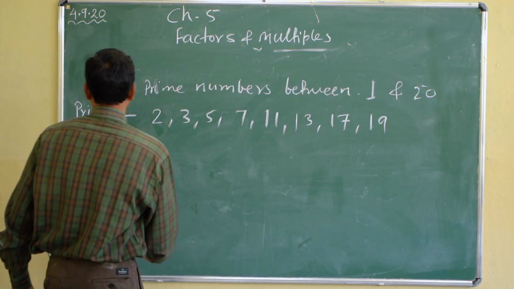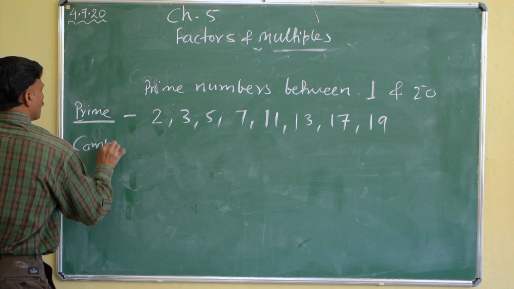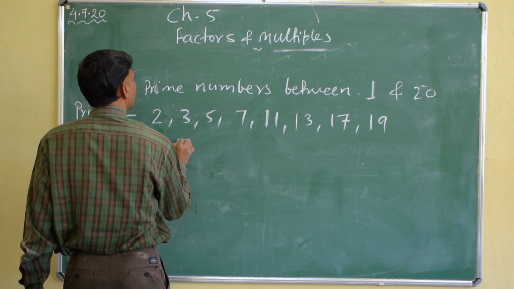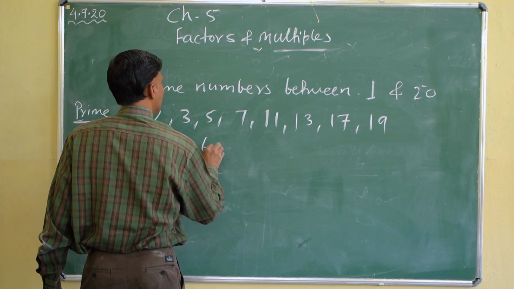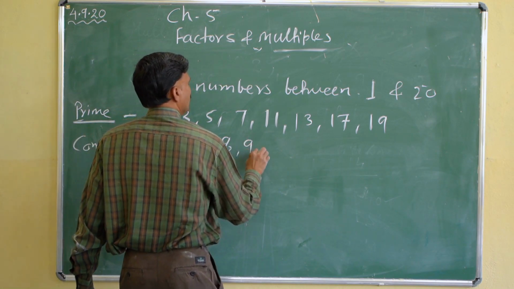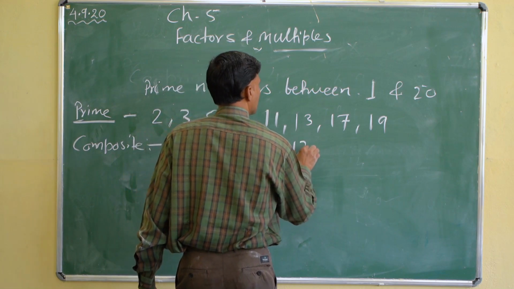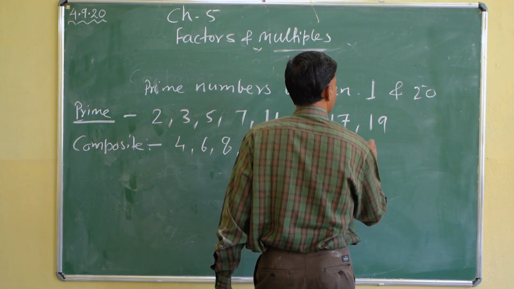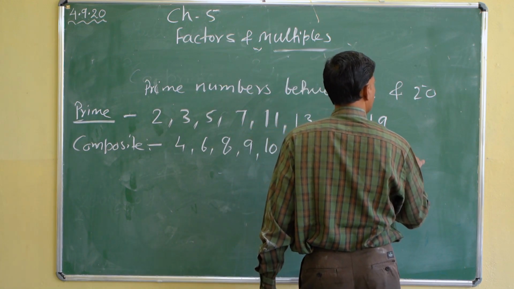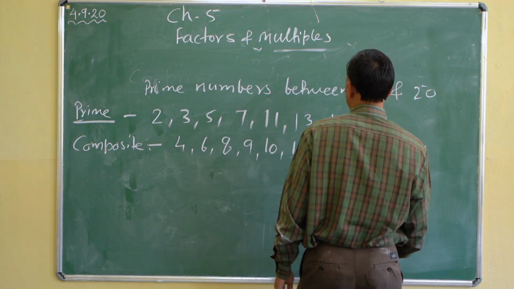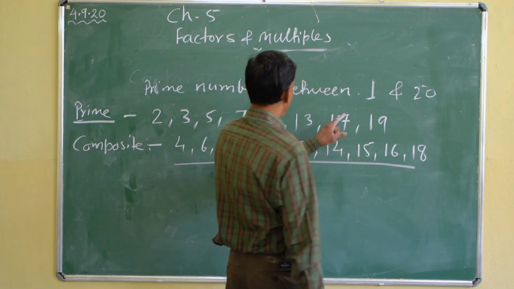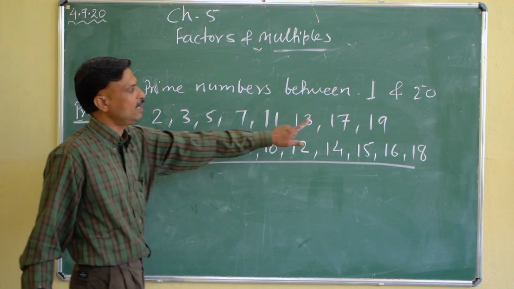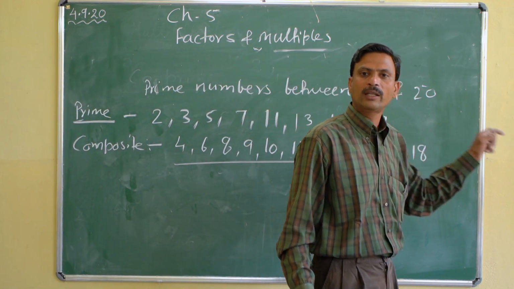But if you find the composite numbers, what will they be? Composite numbers will be 4, then 6, 8, 9, 10, 12, then 14, 15, 16, then 18. So these are the composite numbers between 1 and 20, and those are the prime numbers between 1 and 20. Okay, thank you students.